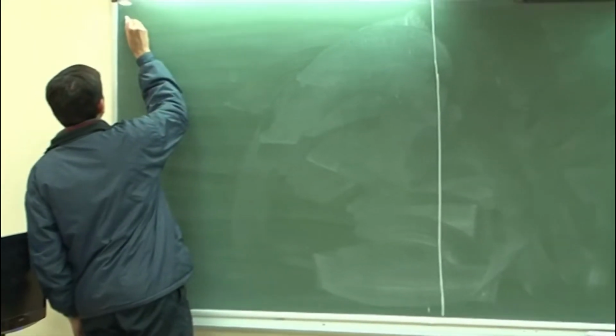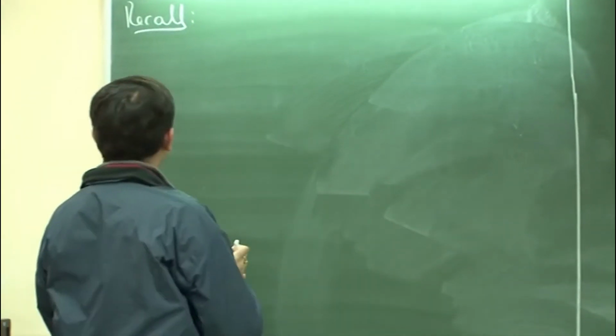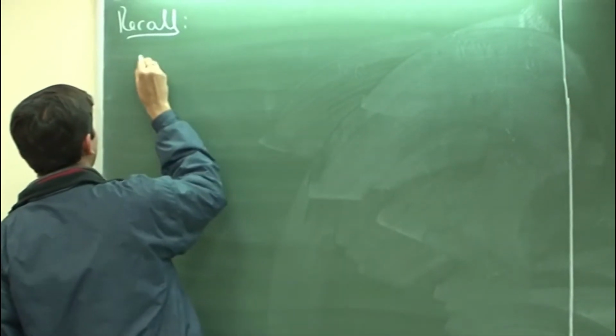So let me just write down some of the things we did yesterday. We are looking at this definition of Boolean circuits.